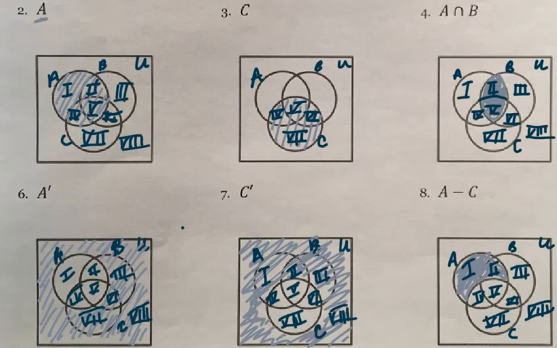So just labeling all those regions, you can see which ones are shaded when we look at each of these sets. So we have set A, set C. Number 4 has the intersection of A and B, the complement of A for number 6, the complement of C for number 7, and A minus C for number 8. Let's take a look at the last two.